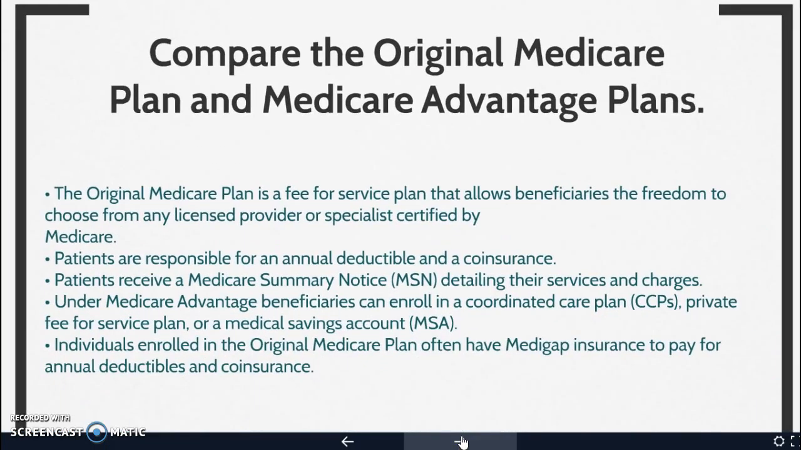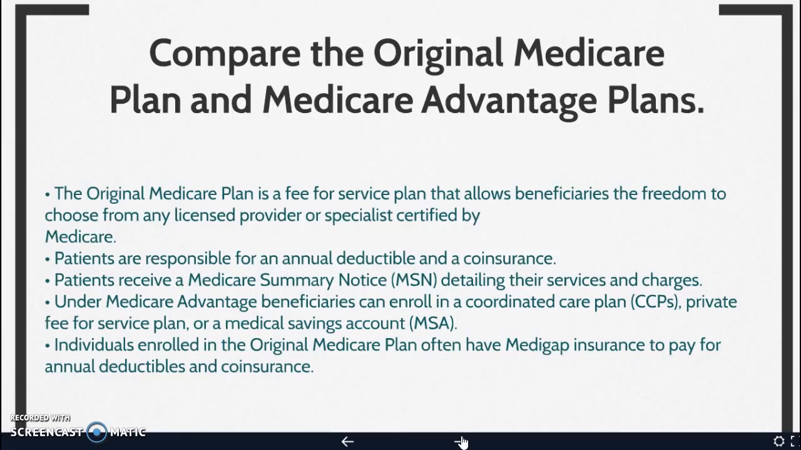So next, we're going to compare the original Medicare plan and Medicare Advantage plans. So Medicare beneficiaries who enroll in the Medicare fee-for-service plan, and that's referred to by Medicare as the original Medicare plan, can choose any licensed physician certified by Medicare. They must pay the premium, the co-insurance, which is 20%, and the annual deductible specified each year by the Medicare law, and that's voted on by Congress, the amount of the annual deductible.